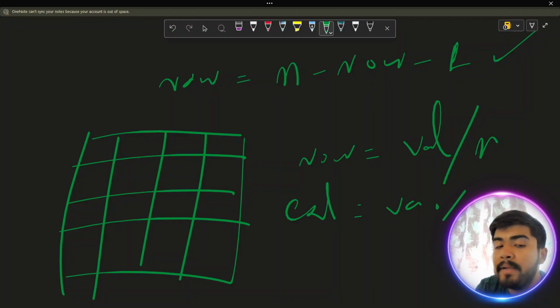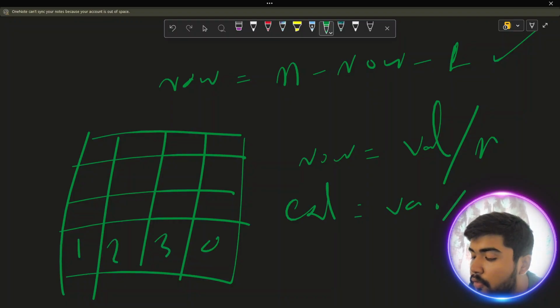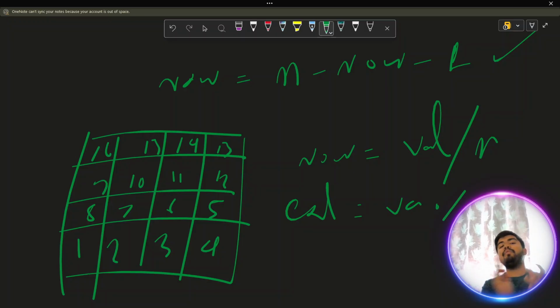So if it is a complete integer division, like 1 2 3 4, then it is 5 6 7 8 9 10 11 12 13 14 15 16. See guys, how many whiteboardings I am doing to explain a particular problem. Same things I have done.